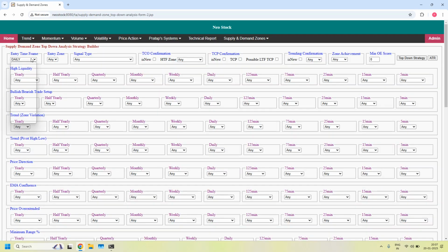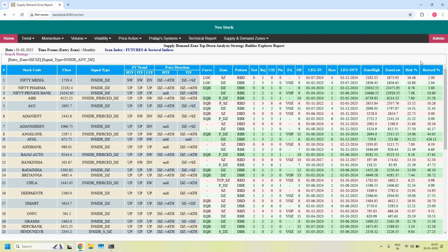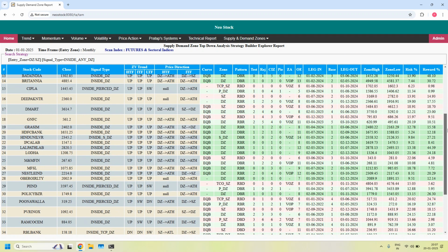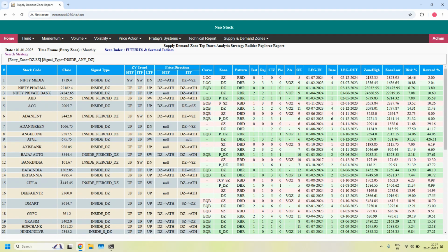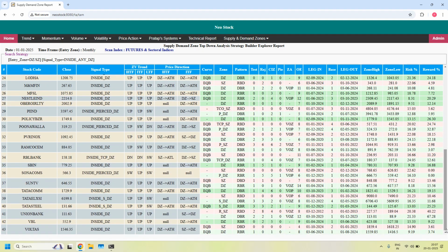Okay, next monthly time frame, price closed inside the monthly demand zone. We got 43 stocks. So first 21 stocks in the list. I'm scrolling the list down. So total 43 stocks are filtered where price closed inside the monthly demand zone.